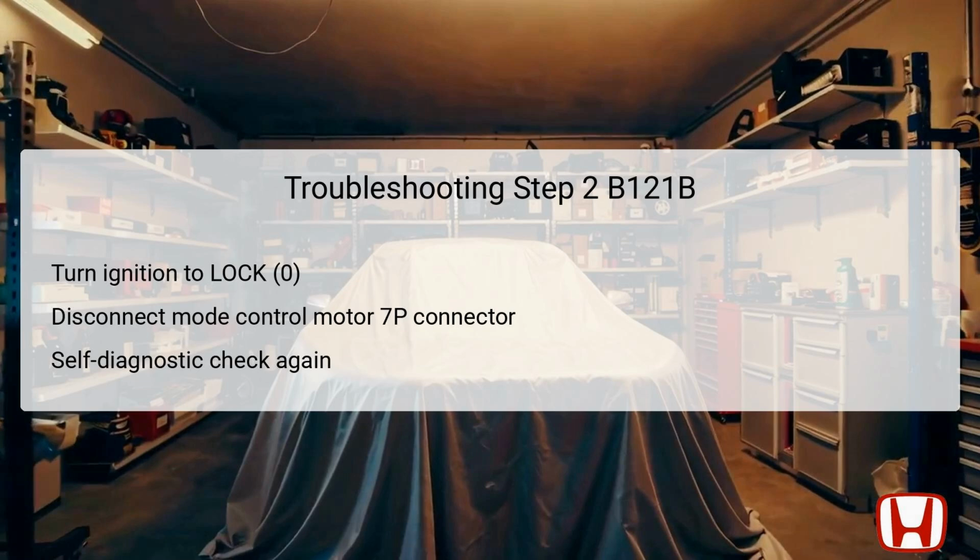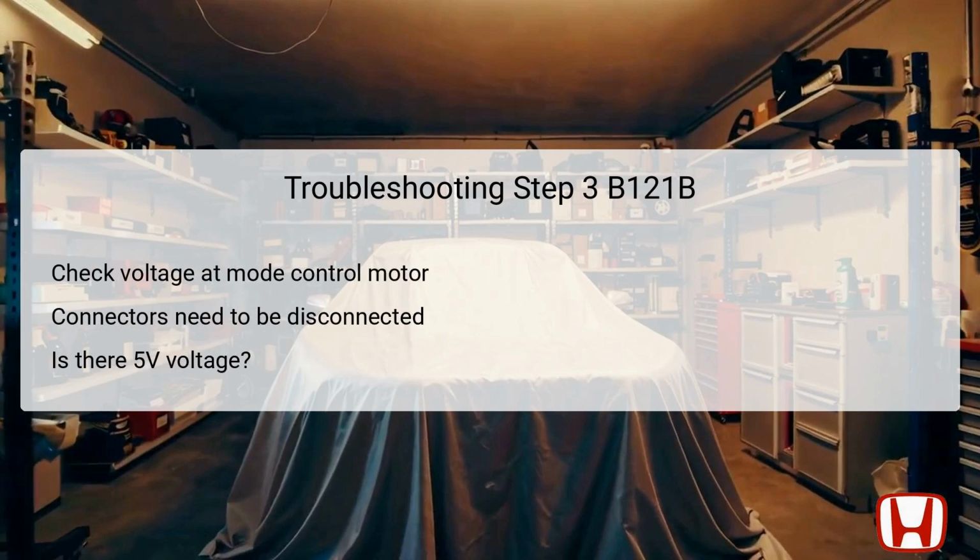If the code does show up again, it indicates that the mode control motor or associated wiring may be malfunctioning, warranting further inspection. If the error code does not persist, it may suggest that the issue could have been intermittent, potentially due to poor connections that need addressing.